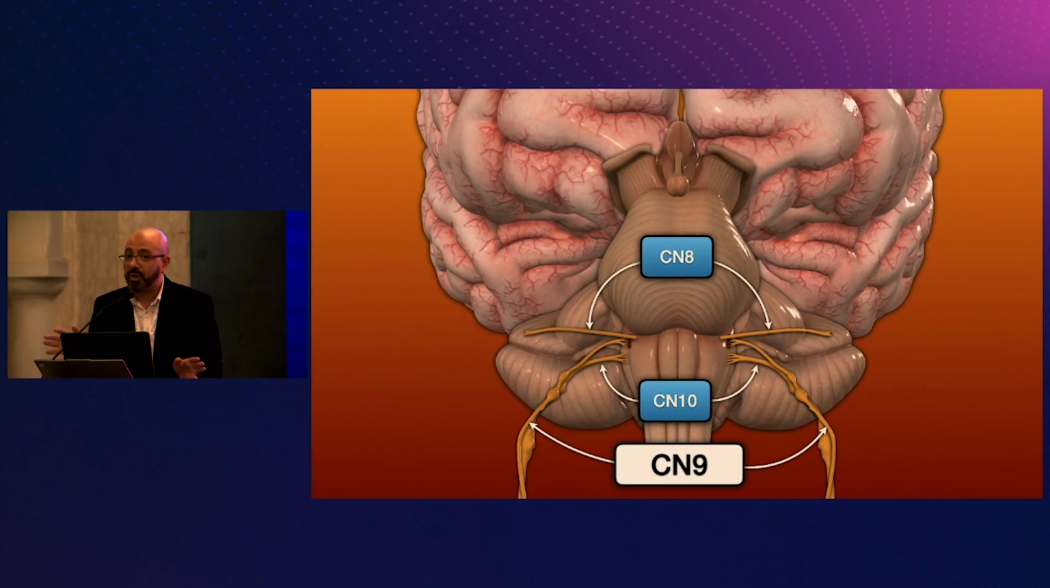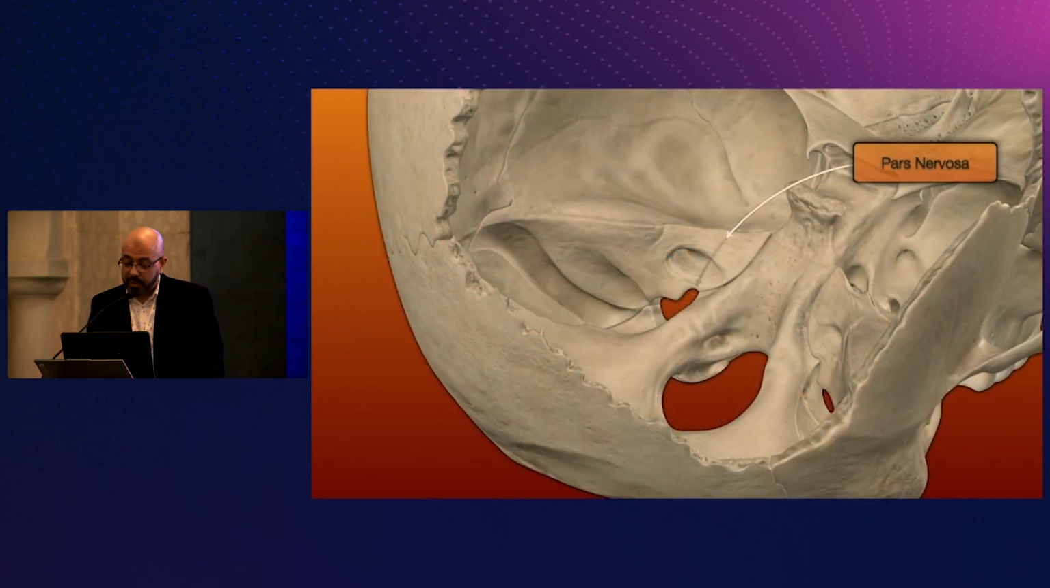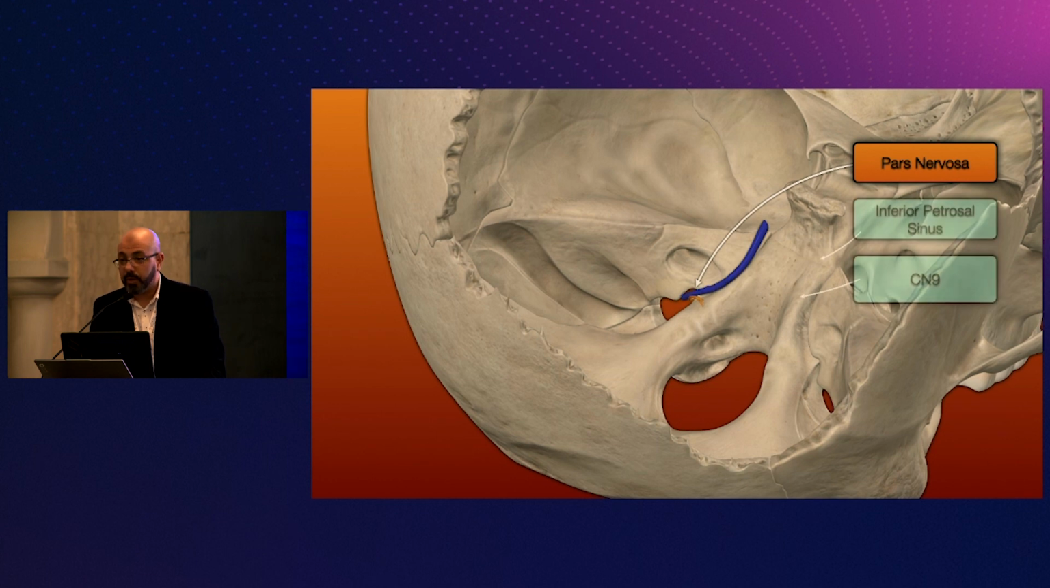Another clue to help us identify these nerves on our scan is that it lies directly below number 8. Of course, all of us will know how to search for number 8. And it lies directly above number 10, which is actually about maybe double the size. So number 9 is much thinner than number 10, which is your vagus. After that, the nerve exits the cranial cavity through the pars nervosa alongside the inferior petrosal sinus.